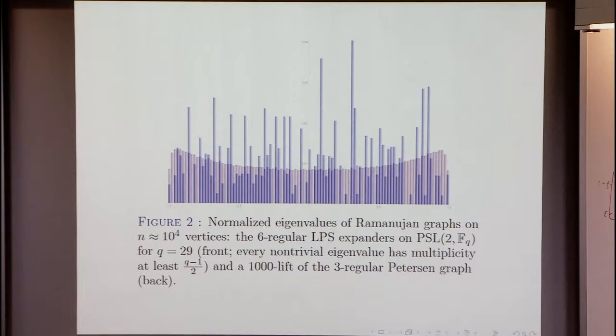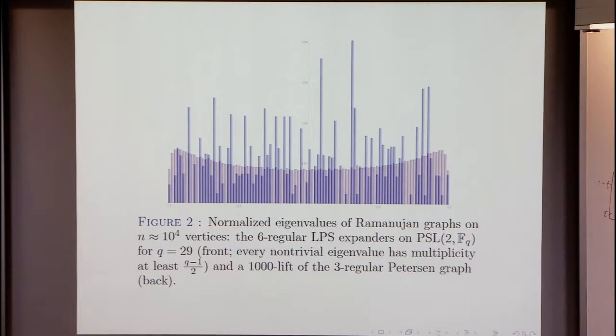These are the spectral measures of two Ramanujan graphs. One is the graph you just saw, and that is in the foreground here. So this gives you the different eigenvalues with the multiplicities. And in the background, you see another graph, which is a random lift of the Petersen graph. It's also a Ramanujan graph in this case, although it's open.